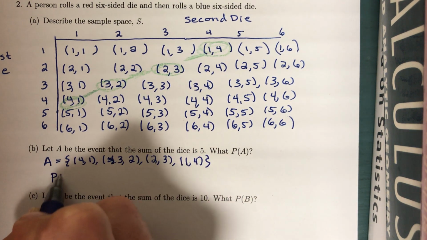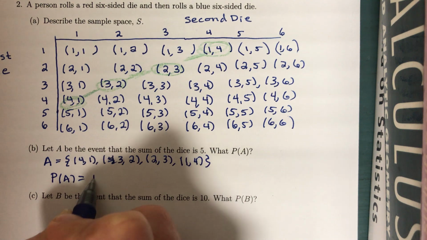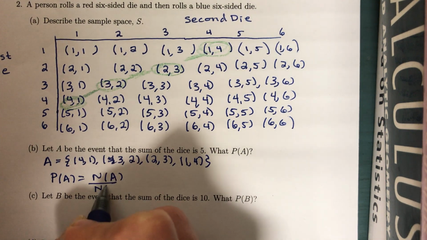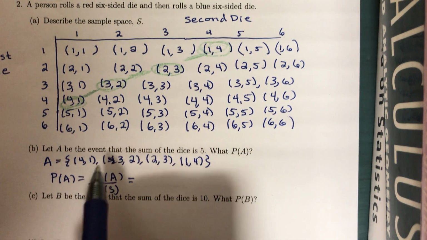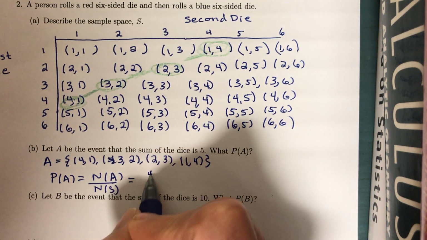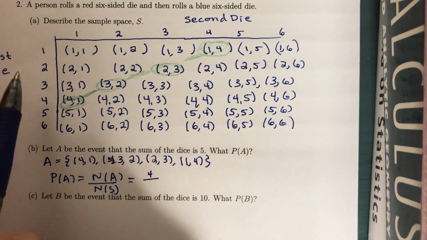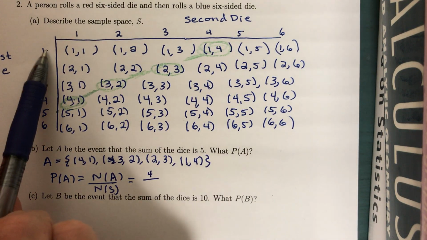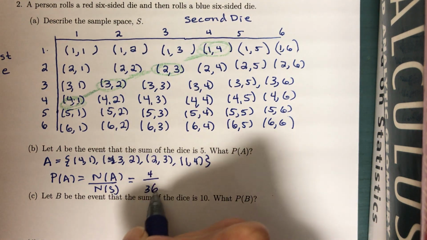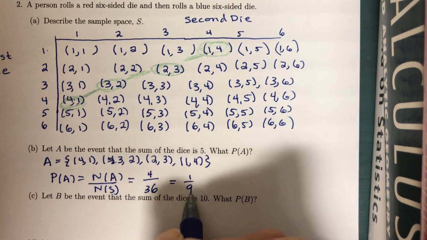But here we go. The probability of A is the number of elements in A divided by the number of elements in the sample space. Well, how many are in A? 1, 2, 3, 4. How many are in S? Well, there's 6 rows and 6 columns. 6 times 6 is 36. And that reduces to 1/9.